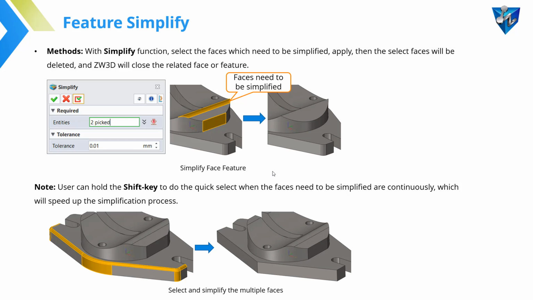Okay, now let's talk about the first direct edit tool, Feature Simplify, one of the most frequently used. As shown in the picture below, with the Simplify function, radii and faces that need to be simplified can be directly deleted. At the same time, ZW3D will close the related face or feature. Pay attention: users can hold the Shift key to quick select when the faces need to be simplified continuously.